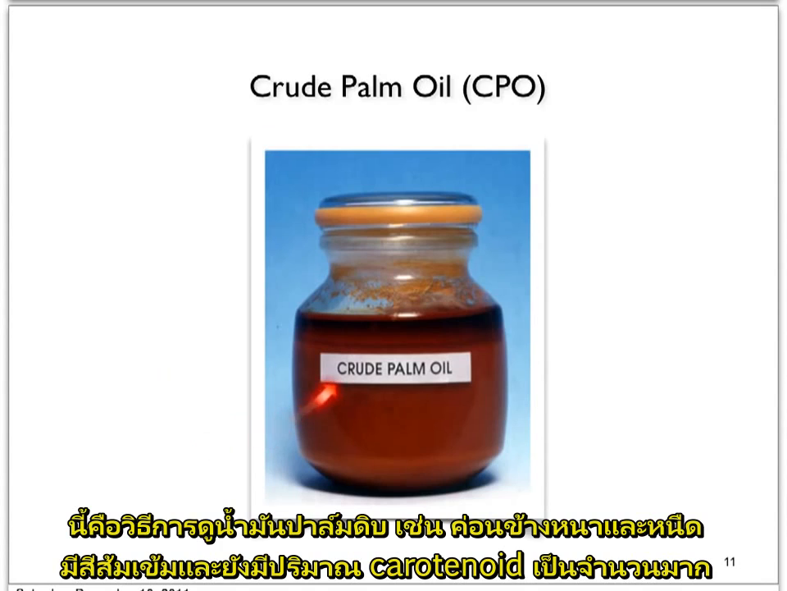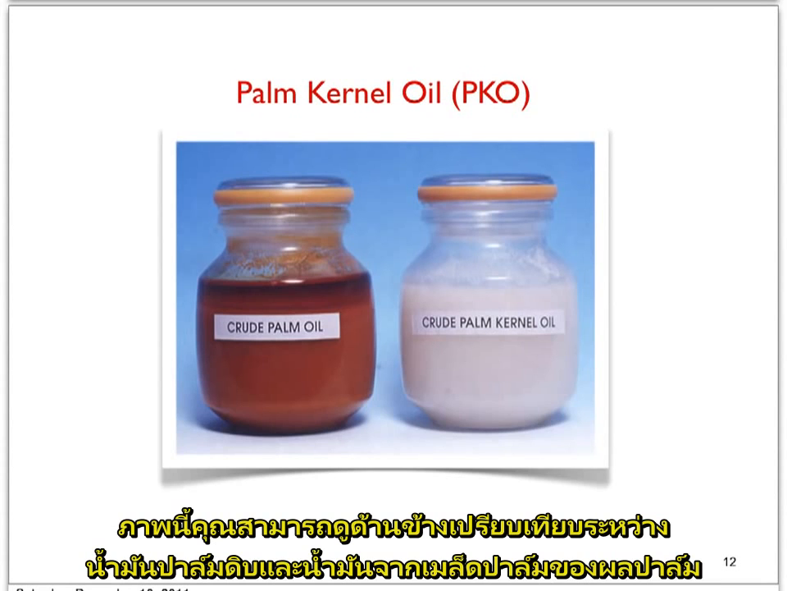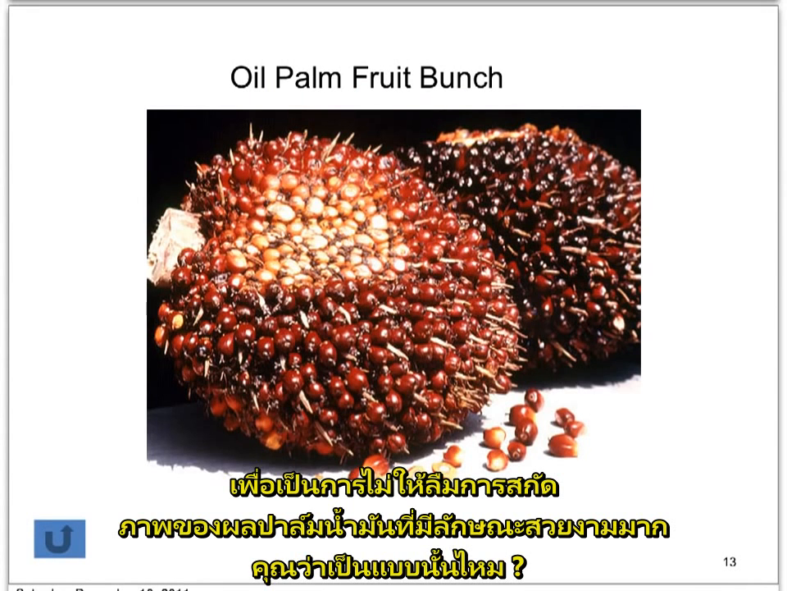And this is how the crude palm oil looks. It's quite thick and viscous, with a red or orange color. Actually it contains a rich amount of carotenoids. In this picture you can see a side-by-side comparison between the appearance of crude palm oil and the appearance of crude palm kernel oil. And here again is a close-up picture of the oil palm fruit bunch. Looks very beautiful, isn't it?